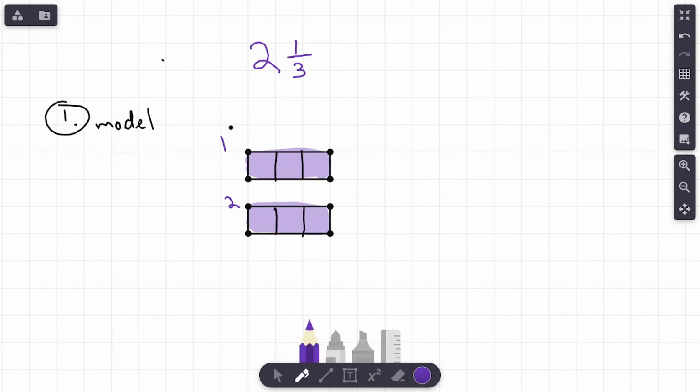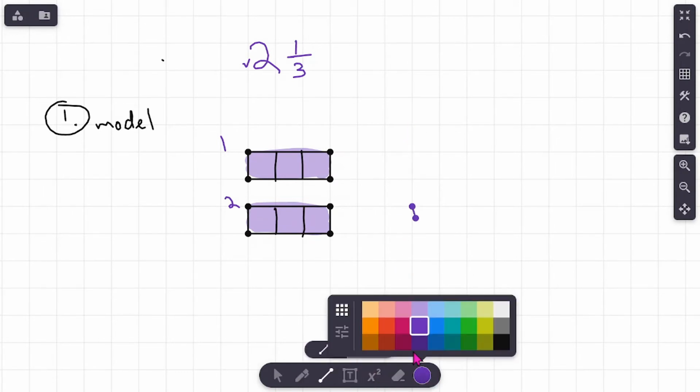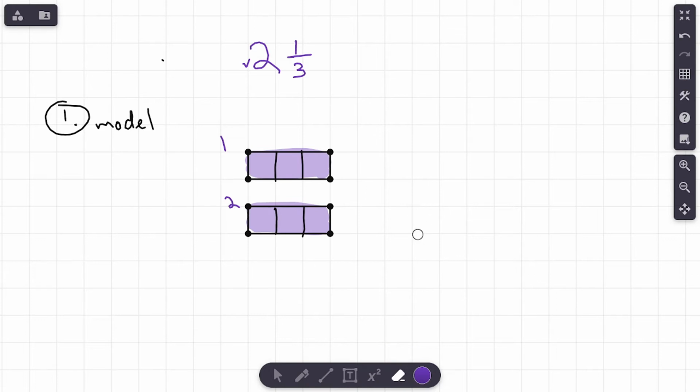Now, that was our 2 whole. What are we forgetting, though? I'll put a little check mark here next to it. That's our 2 whole. What are we missing? We're missing our third. So let's draw another model. And in this model, we need it to be a third.